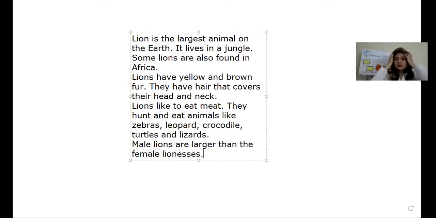Right? So this is all our information that we have gathered, we have written the facts about lions. So we have started that lion is the largest animal on the earth. It lives in a jungle. Some lions are also found in Africa. Lions have yellow and brown fur. They have hair that covers their head and neck. Lions like to eat meat. They hunt and eat animals like zebras, leopards, crocodiles, turtles, and lizards. Now, male lions are larger than the female lioness.